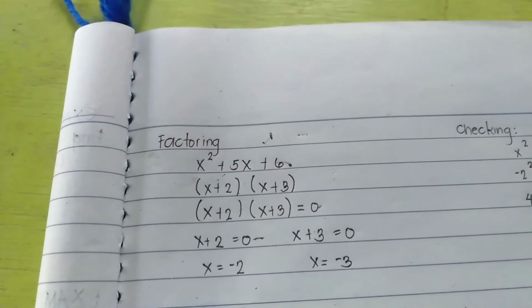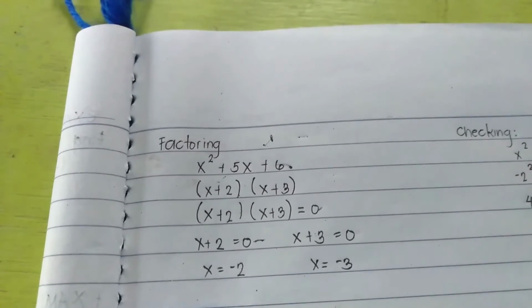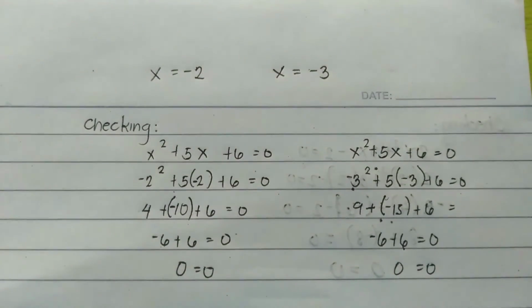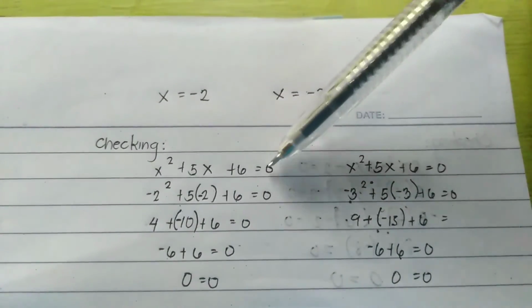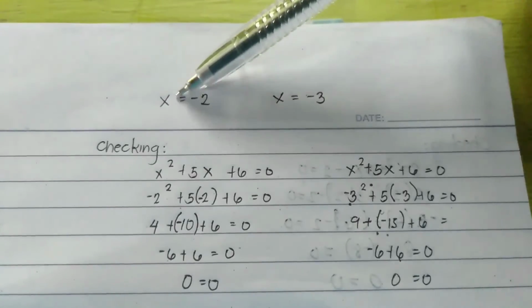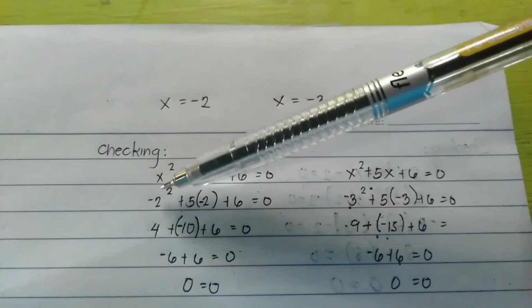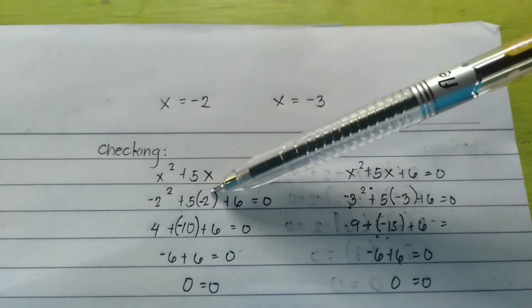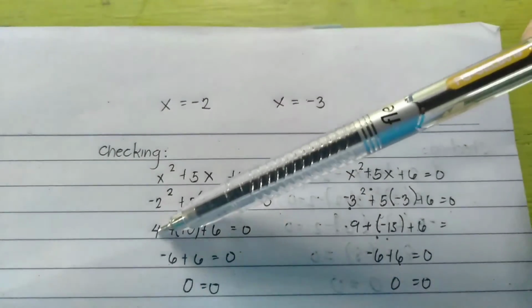So the zeros of x squared plus 5x plus 6 are negative 2 and negative 3. This is the checking if the computed value of x is correct. First, copy the given: x squared plus 5x plus 6 is equal to 0. Then substitute the computed value of x into the given. So negative 2 squared plus 5 times negative 2 plus 6 is equal to 0. Negative 2 times negative 2 is positive 4.